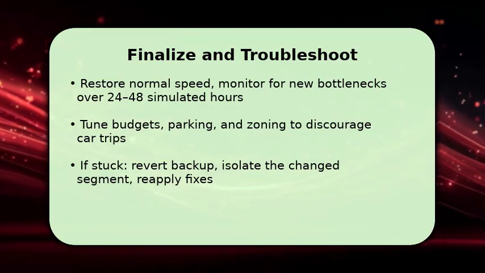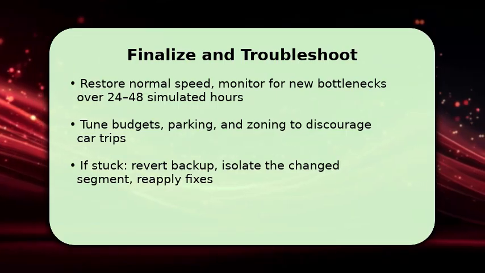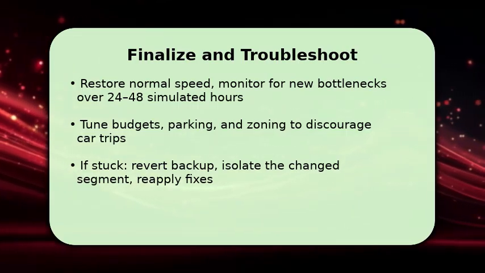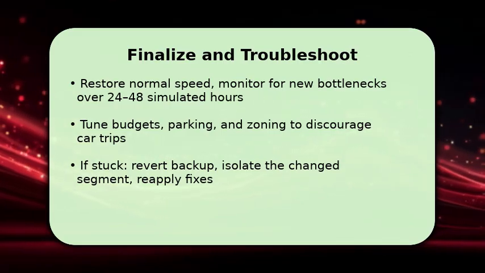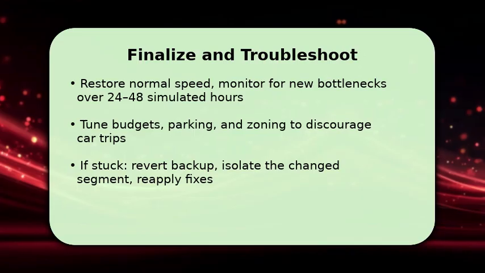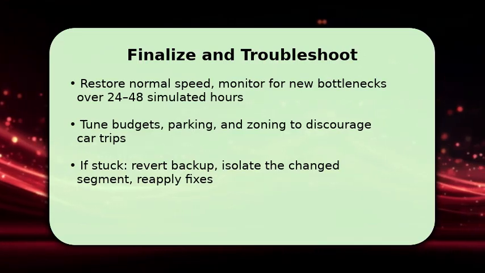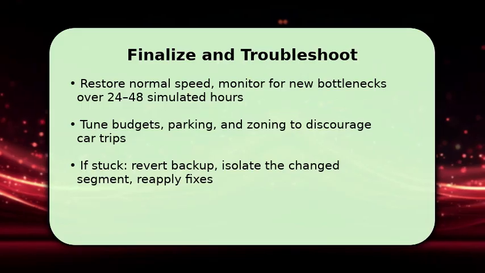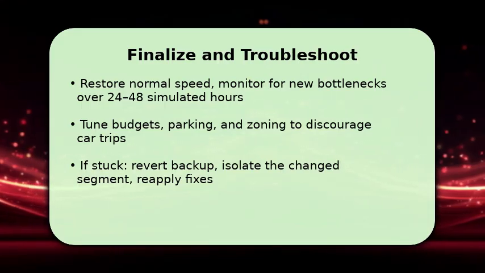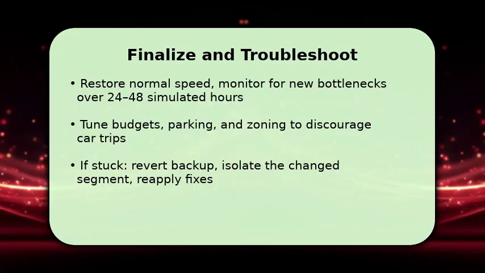Make small budget and zoning tweaks to discourage unnecessary driving and expand parking controls so people choose transit. If congestion returns, revert to your backup, isolate the segment you modified, and reapply changes one at a time to identify the culprit. That targeted rollback is the fastest troubleshooting method.